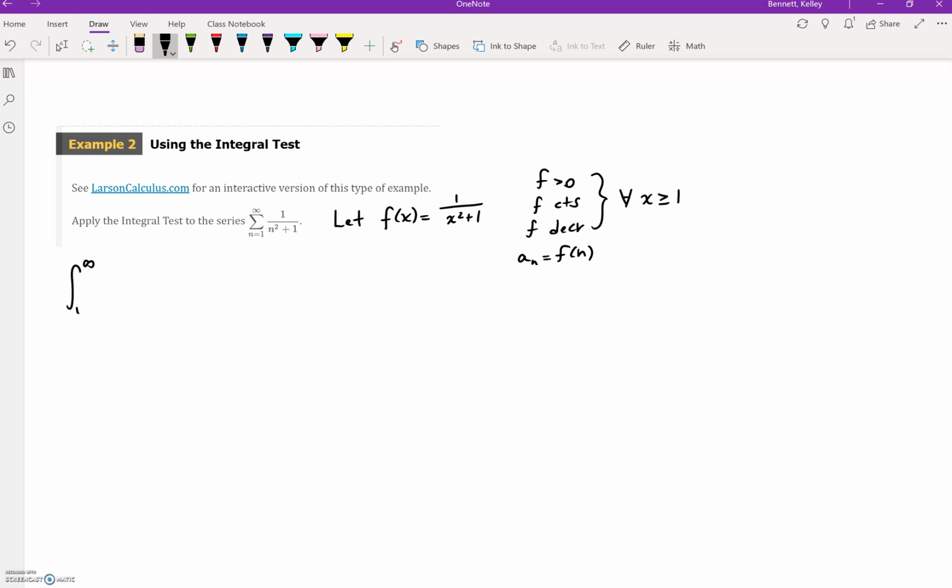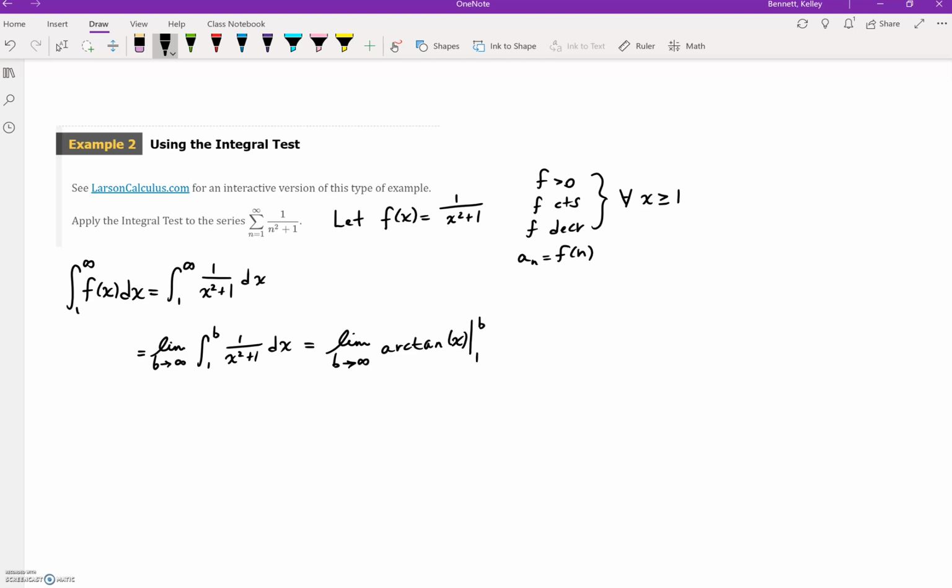Applying the integral test, we set it up. It's an improper integral. So we take the limit as b goes to infinity of the integral from 1 to b of 1 over x squared plus 1. This is a well-known integral, right? We all see that this is going to be arctan, hopefully. If not, put that on a flashcard. So we're going to get the limit as b goes to infinity of arctan x, evaluated from 1 to b.